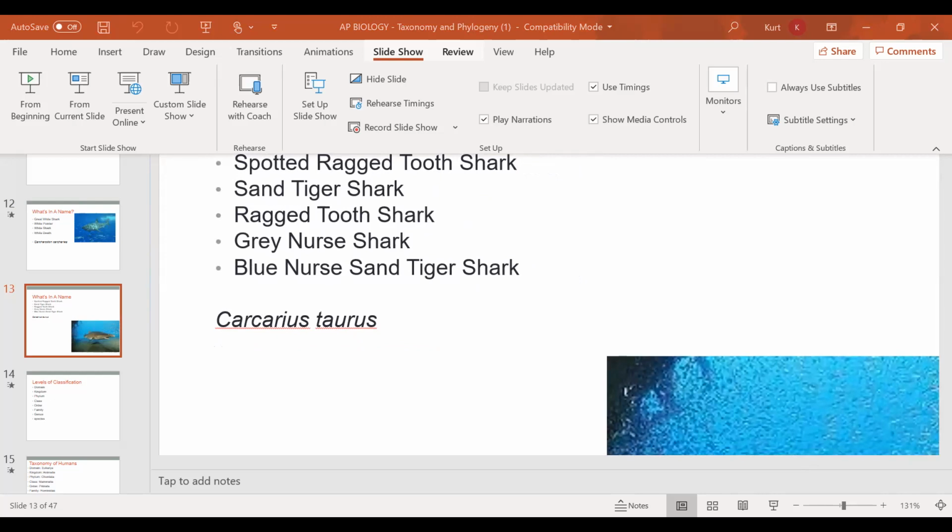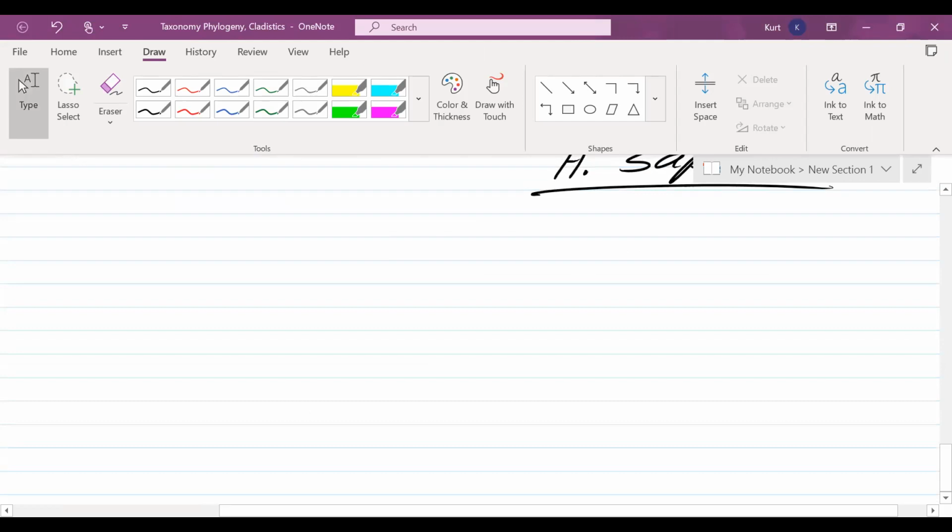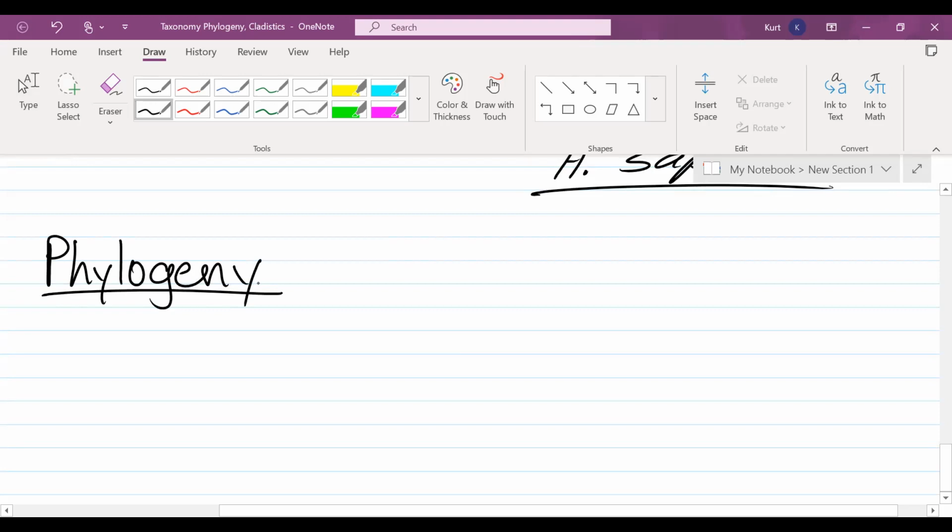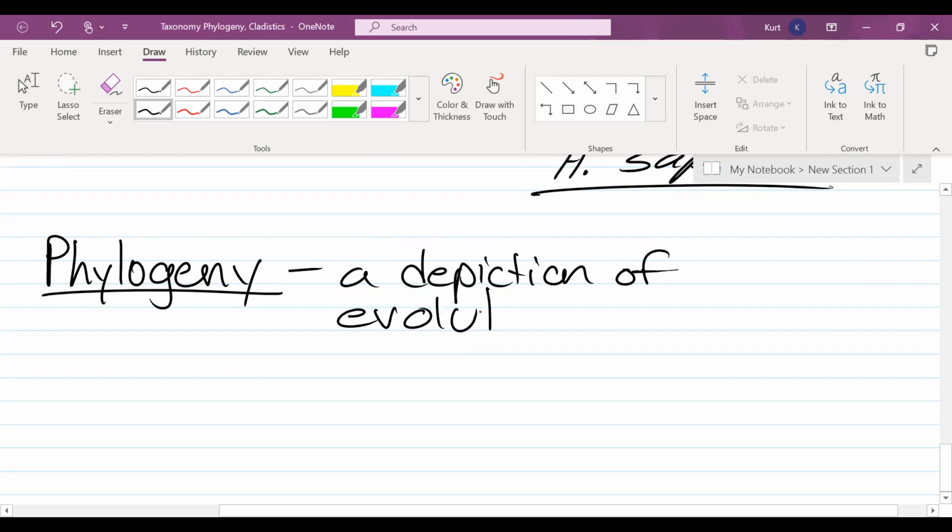Next, we are going to do phylogeny. Phylogeny is the second part of today's lesson, and this is a depiction of evolutionary history, which means you have to use the evidence for evolution.